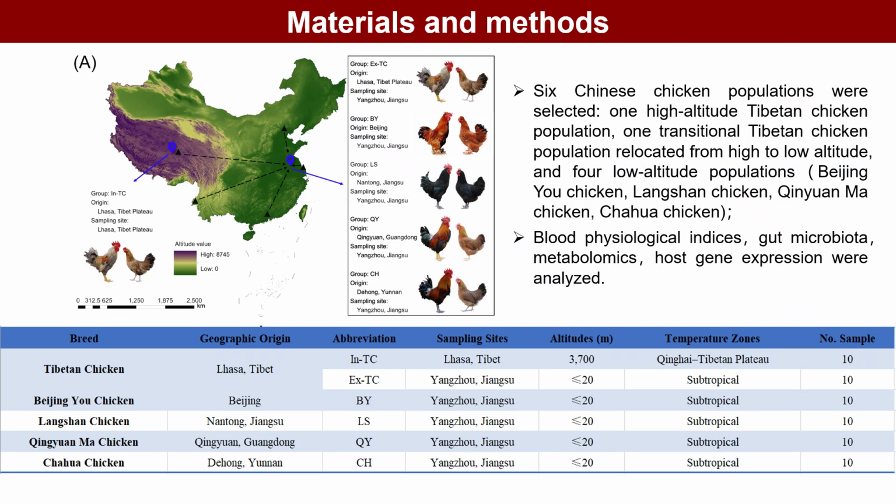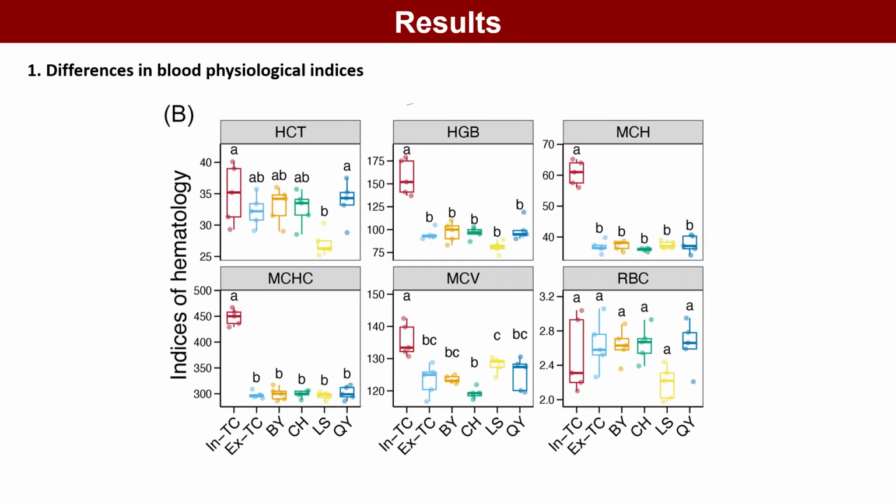We performed a multi-omics analysis on 6 Chinese chicken populations based on geographic differences in altitude. The main contents of this study are as follows. We measured 6 blood physiological indices among the different chicken populations. The concentrations of hemoglobin, mean erythrocyte hemoglobin content, mean corpuscular hemoglobin concentration and mean corpuscular volume in INTC were much higher than other groups, while no significant difference was observed among plains populations.